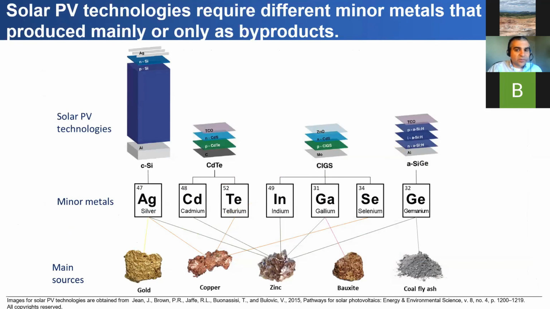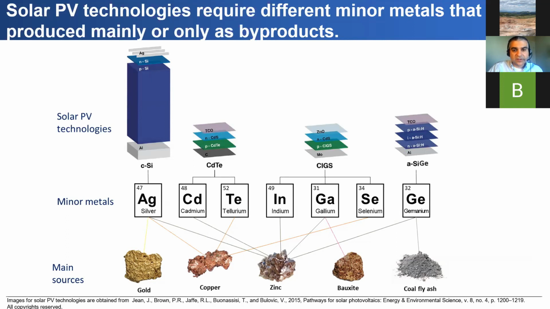As folks may know, there are at least 4 commercially available solar PV technologies, the most dominant of which is the crystalline silicon. It requires silver. The amount of silver has actually been decreasing rapidly, but it still does. Cadmium telluride is another one. It's a thin film. It requires cadmium and tellurium. CIGS requires copper, indium, gallium, selenium, and in some cases, the amorphous silicon requires some germanium.